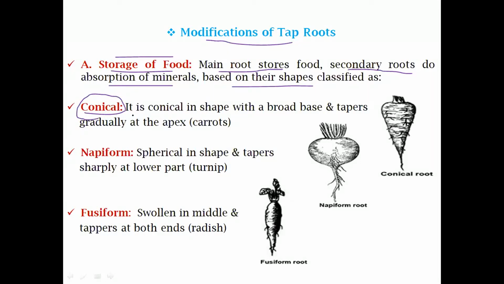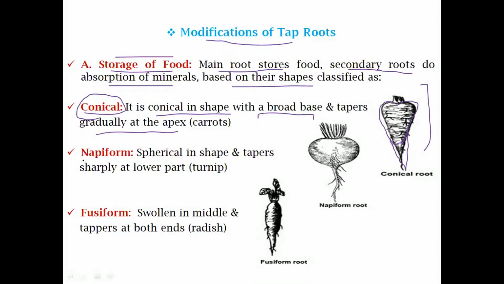This type of root is found in carrots. It is conical in shape and has a broad base, and it tapers gradually at the apex. So you can see here, this is the base. The base of this root is broad and it gradually tapers at the apex of this root. So this is found in carrots.